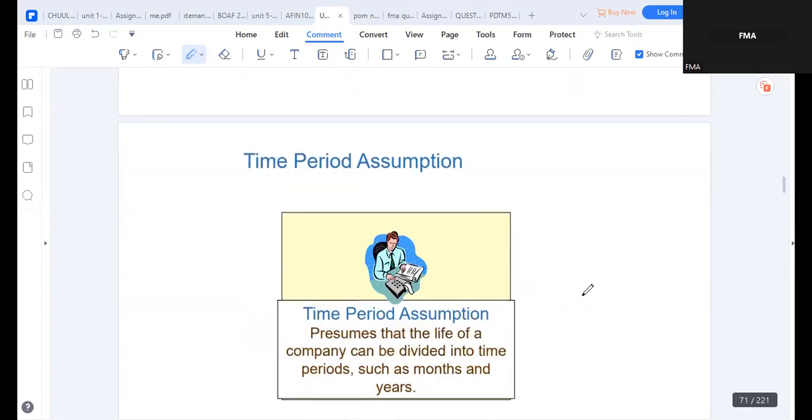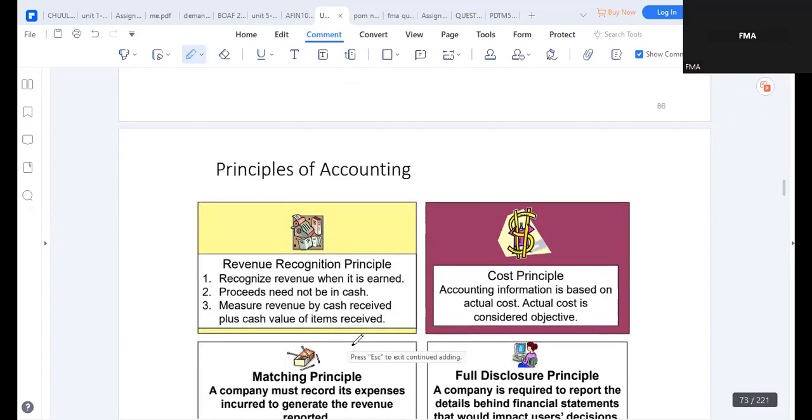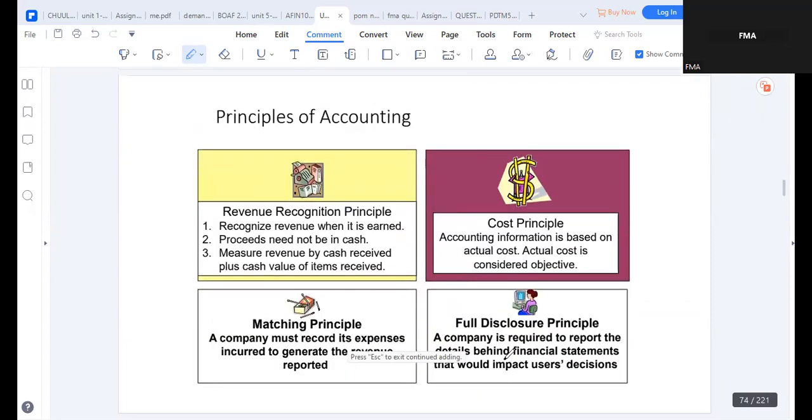The periodicity or time period assumes that the life of a company should be divided into periods such as months and years. So when you're reporting, you may report semi-annually or annually or monthly. You need to give your reports. So these ones will give us what we call accounting principles. So these principles will include the cost, revenue recognition, the matching concept, the full disclosure concept. So these concepts, to break them down, imply as follows.